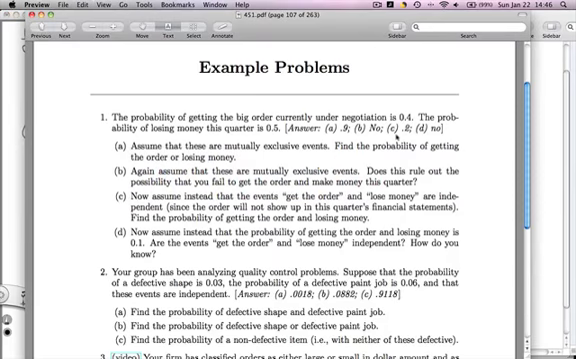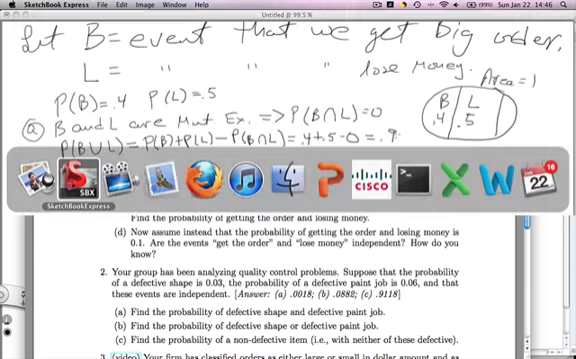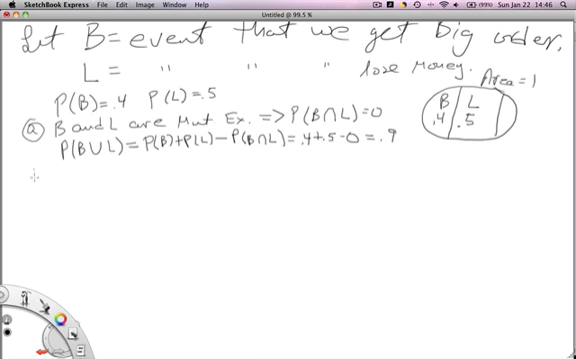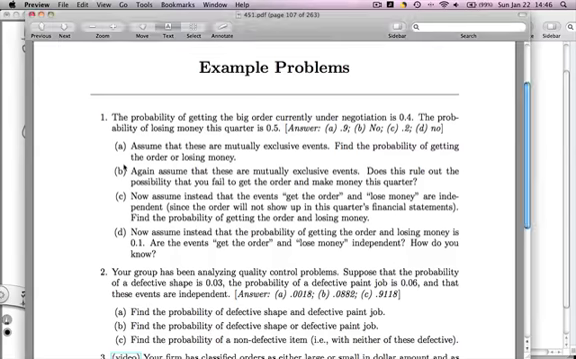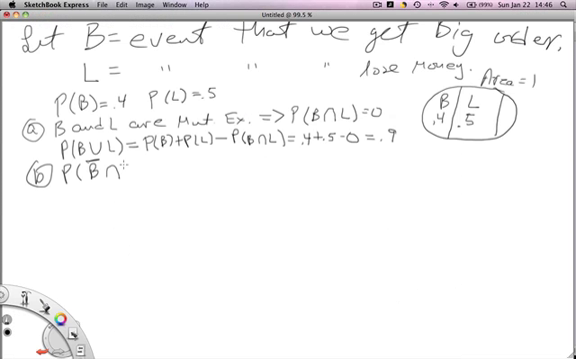Let's read on. Part B, assume that these are mutually exclusive. Does this rule out the possibility that you fail to get the big order and make money this quarter? So there's an and in there. Let's write down exactly what this is asking about. The probability that we fail to get the big order is not B. And we make money this quarter. Making money is not losing money, so we're going to put not L.